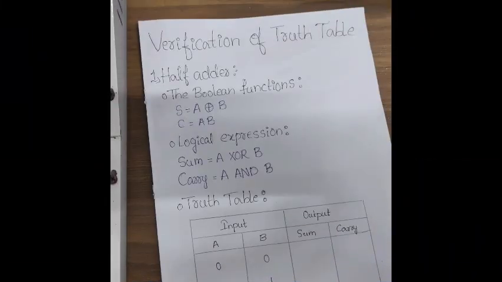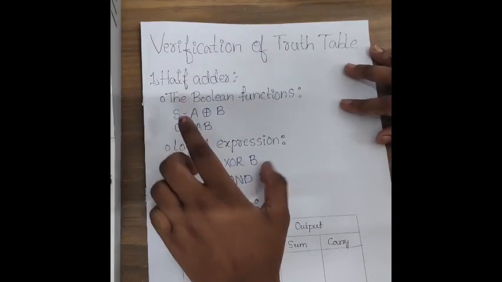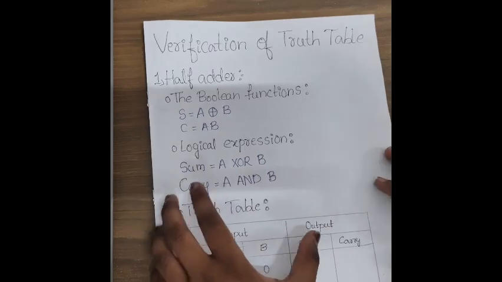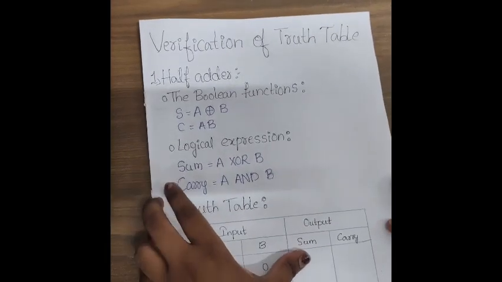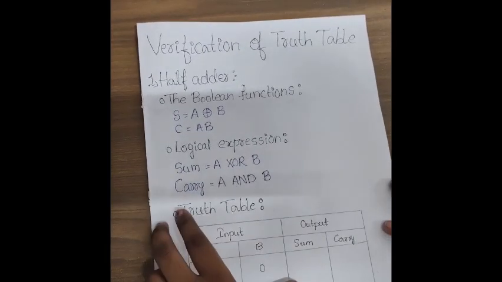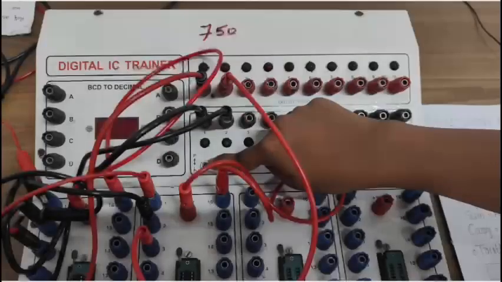Now we are going to verify the truth table of half adder. A half adder is a combinational circuit that adds two binary inputs A and B. It produces two outputs, the sum and the carry. The Boolean expressions for half adder are sum equals A XOR B, carry equals A AND B. XOR means the output is 1 only when inputs are different, and AND means the output is 1 only when both inputs are 1.